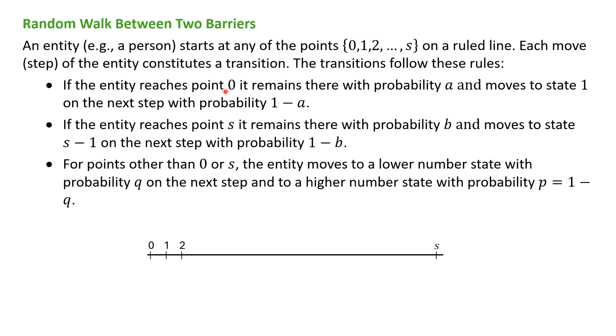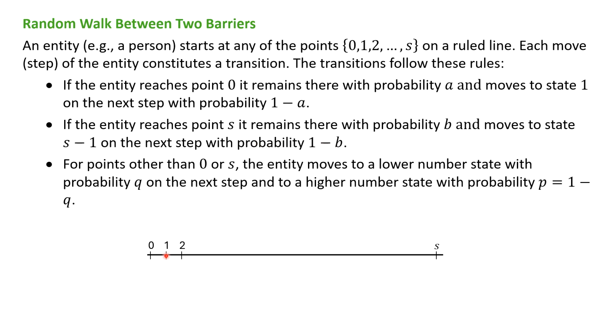If the entity reaches 0, so in other words, one end barrier, it remains there with probability A, so it'll just return back with probability A, or it moves to state 1 on the next step with probability 1 minus A. Then you have a similar thing if you reach this barrier here, you remain there with probability B, so on the next step you go back, and then you move to state S minus 1 with probability 1 minus B.